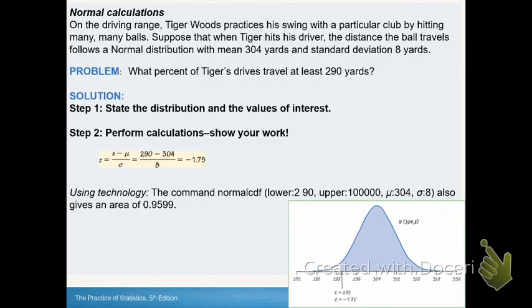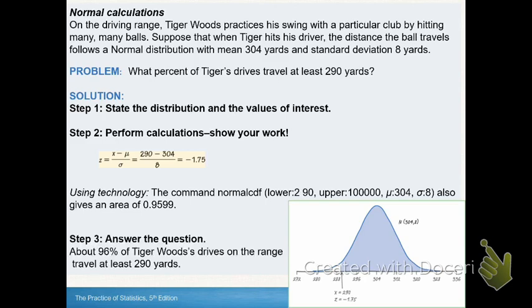Whether we do it that way or use the normal CDF command on our calculator, either way we're going to get 0.9599. So then we'll answer our question, and that works out to about 96% of his drives were at least 290 yards. There is a separate video in your notes on how to use your calculator.